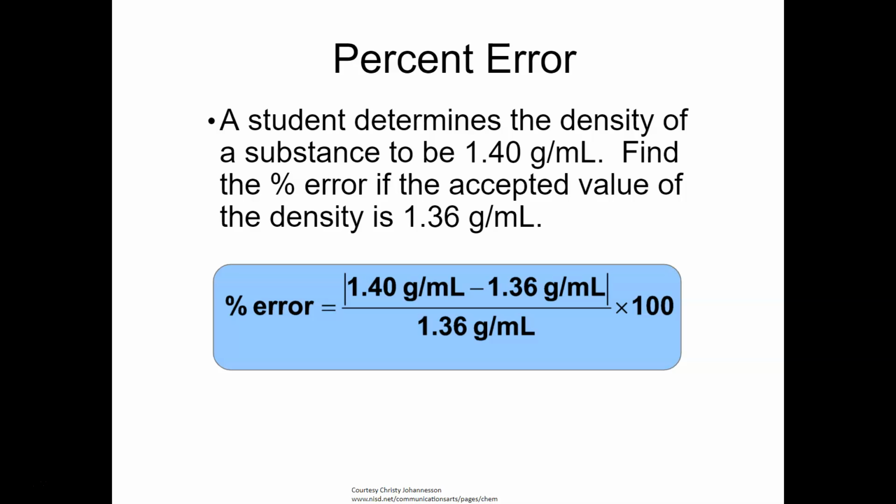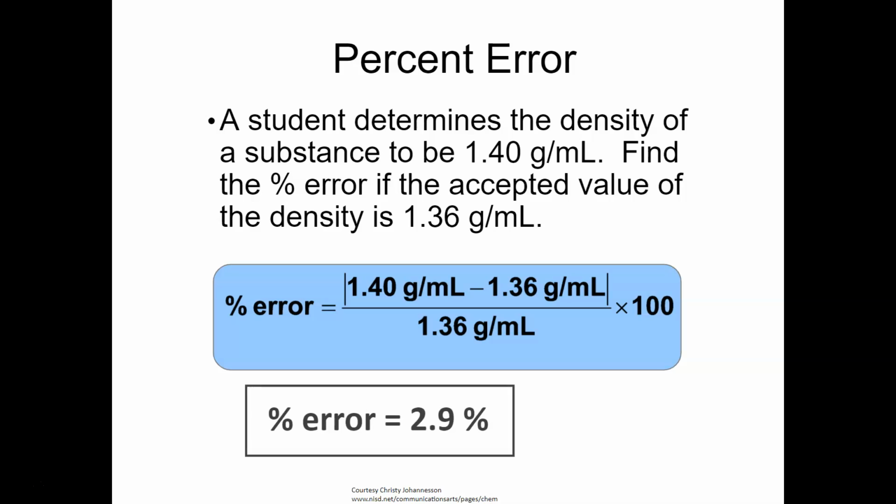Divide by 1.36 times 100, and we get an answer of 2.9% error. I would actually say 2.90% error because of 3 significant figures. Okay, so percent error is not hard. You just have to know your value and the literature value or the accepted value.